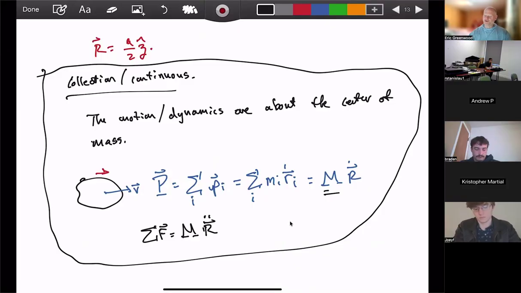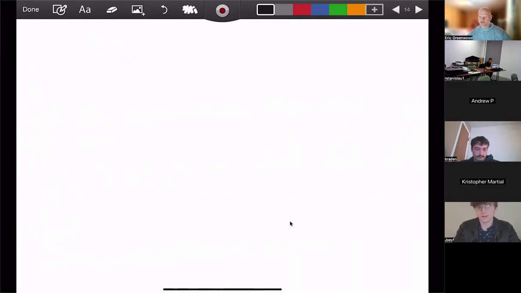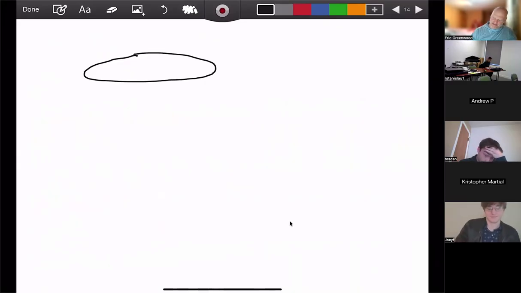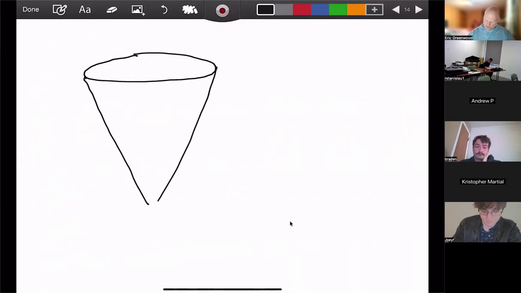So cool. So now I'm going to put you guys to work because Joey looks too sleepy, so now he's going to work. I'm going to make you all determine the center of mass of an inverted cone. So let's say here's my inverted cone, where my inverted cone has a total radius, let's call that capital R, and it has a total height of capital H.